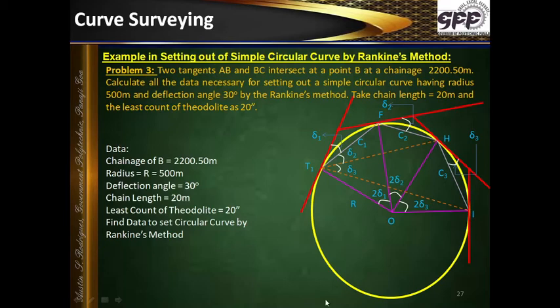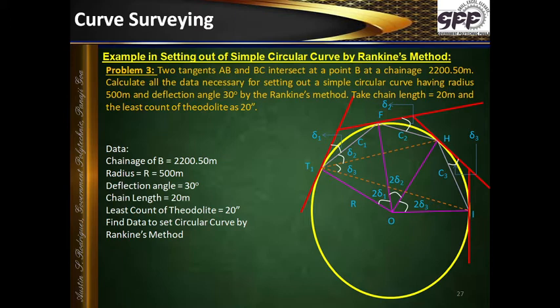Hello friends, now let us take an example in setting out of a simple curve by Rankine's method. Two tangents AB and BC intersect at a point B. The chain edge is 2200.50 meters. We are required to calculate all the data necessary for setting out a simple circular curve having radius 500 meters and deflection angle 30 degrees. We have been told that we have to do this by using Rankine's method.